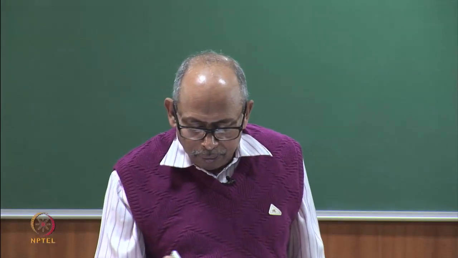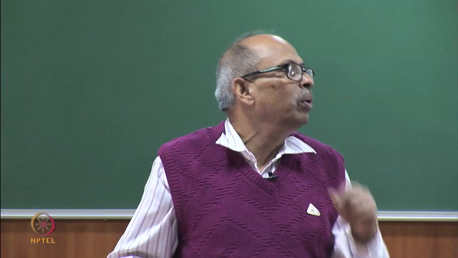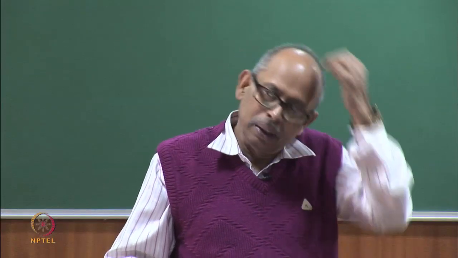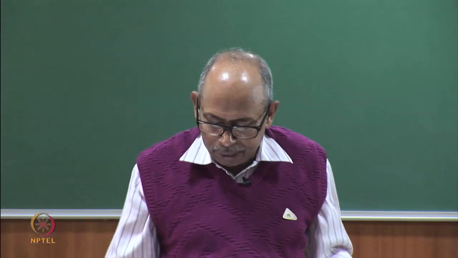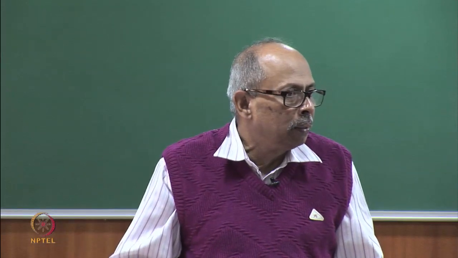This is how it has been described, and A is 4, B is minus 0.7. That makes sense, B will always be negative, otherwise it will not go to 1. That is how B has been fixed. What is C? For the standard overcast sky, there is luminance gradation towards zenith, and it is uniform all over the azimuth. That means if you take one quadrant and the other quadrant, it will be the same for the overcast sky.